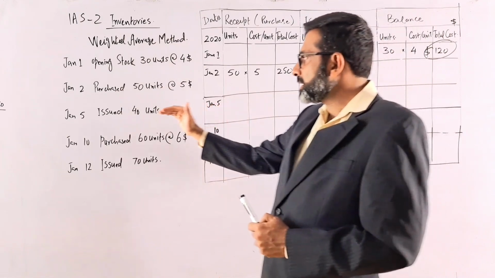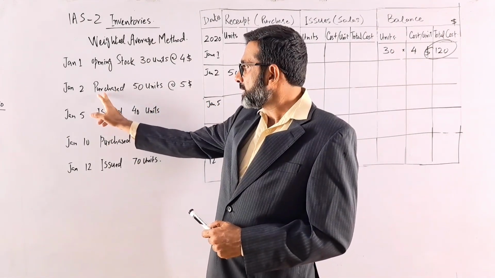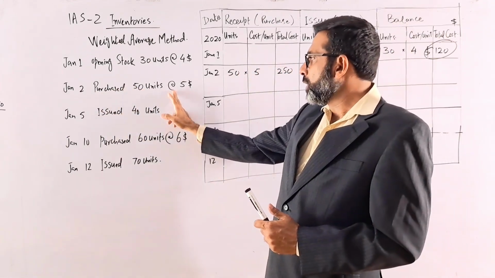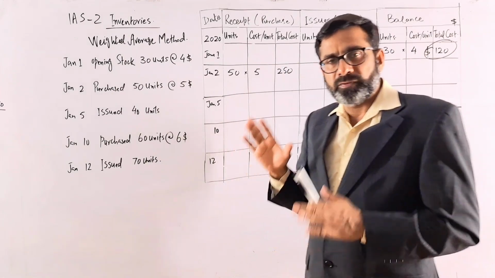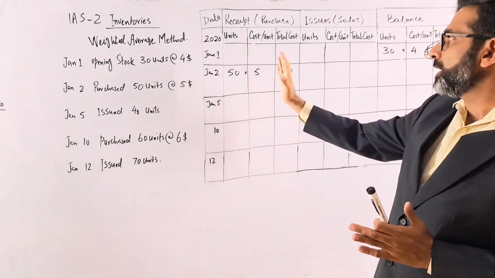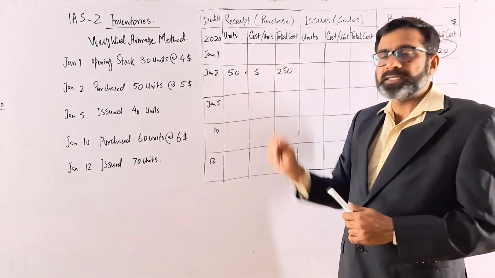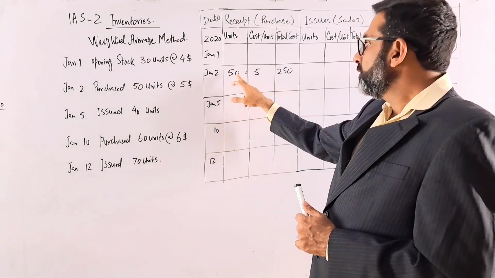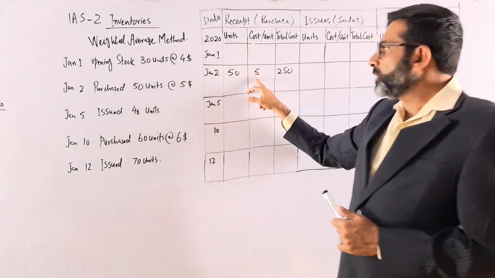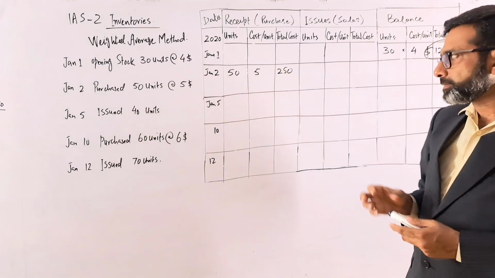Then the next transaction: they have purchased some more units. How many units? They have purchased 50 units, and the cost per unit is $5. We have three sections: purchases, sales, and the balance, or the receipts, issues, and the balance. So we write in the purchases section. We purchased 50 units, the cost per unit is 5, so the total amount is 250.